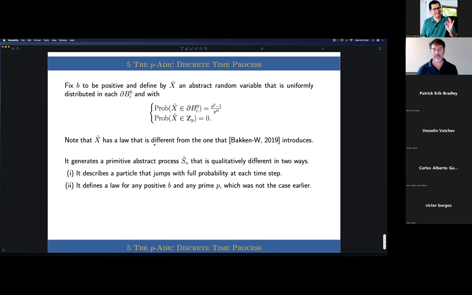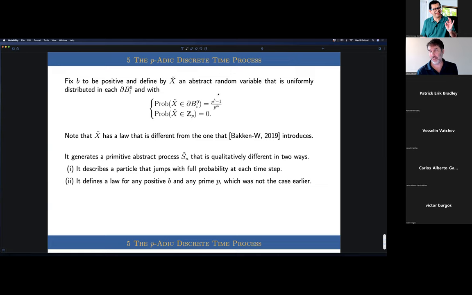This is a very convenient way of defining the probabilities. The probability that you jump a distance, and remember, this is just one jump, the primitive process, you just jump once. The probability that you jump to the energy level P^i is 1 over p to the i times some constant, and we choose that constant so that the probability that you stay at the nucleus, at zero, is zero. So you're always jumping. This is a little bit different from the process we defined before in the previous paper. The point is, it's not going to matter at all what this is.